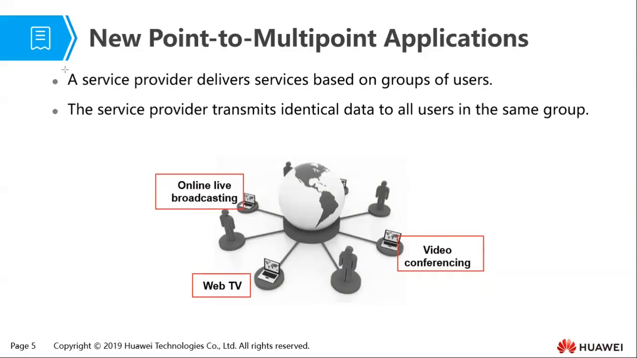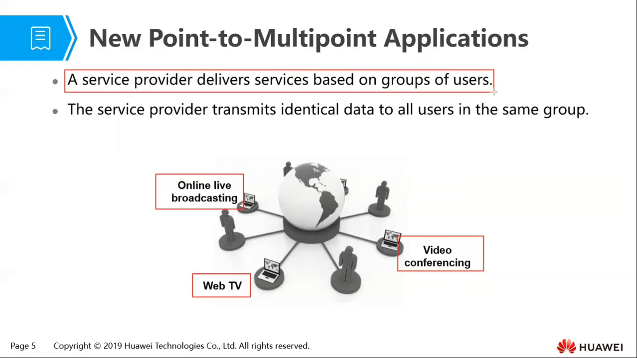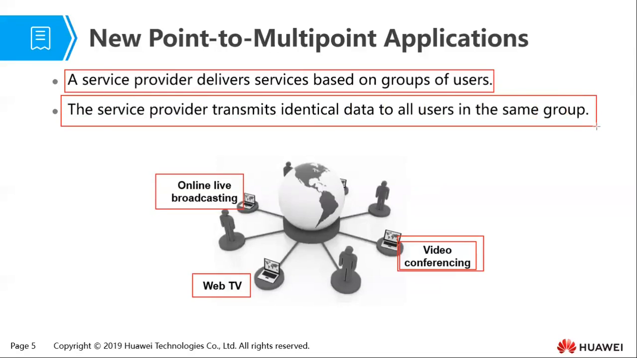So really, when it comes to point-to-multipoint applications, a service provider delivers services based on groups of users. Because right now, I'm the service provider and I'm delivering this particular tutorial to you, and you guys are a group. And only those people that have paid for this training have joined this particular group. So with point-to-multipoint, it's one to a group. Now the service provider transmits identical data to all users in the same group. So all of you are getting the same thing that I'm speaking about here. So really, that is what we call point-to-multipoint.